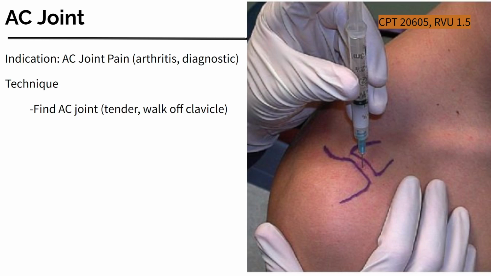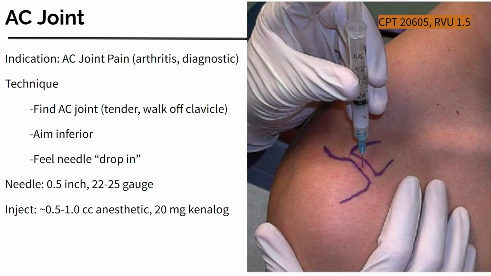Finding the AC joint is typically pretty easy. You just walk up the clavicle and find the tender spot. You want to make sure you find the edge of the acromion as well. Aim inferior, and if you have a short needle, you really don't have to worry about going through the entire joint. You should feel the needle drop in, so sometimes you have to redirect medial or lateral just a hair until you feel it pop into that joint space. You'll know, and then you can inject, right? So use a small needle and max of 1.5, 2 cc's of total injectate.